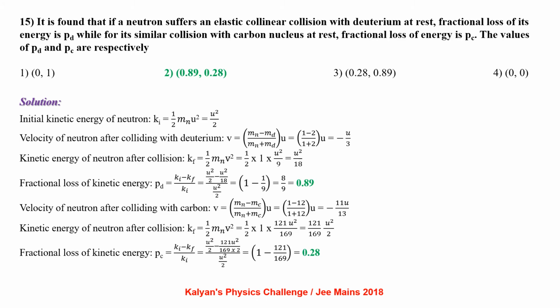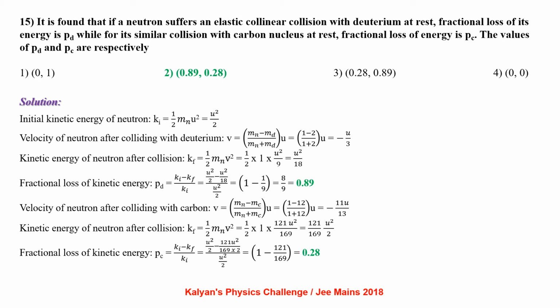It is found that if a neutron suffers an elastic collinear collision with a deuterium at rest, fractional loss of its kinetic energy is Pd, while for its similar collision with a carbon nucleus at rest, fractional loss of kinetic energy is Pc. The values of Pd and Pc are respectively.